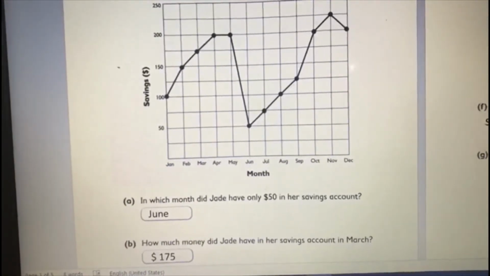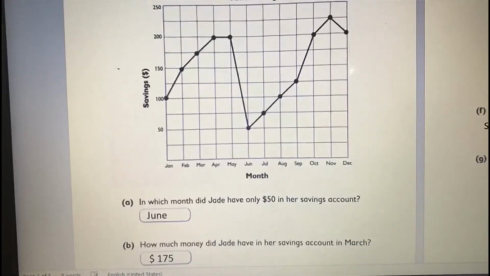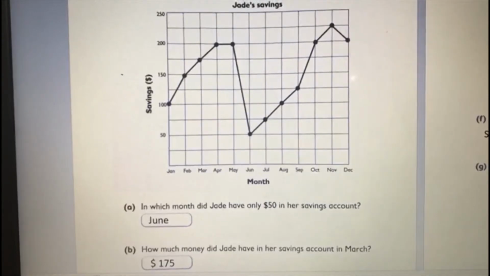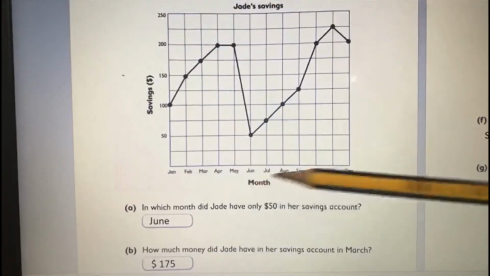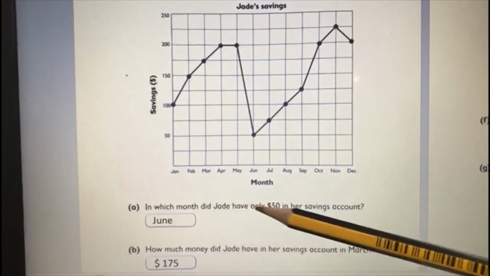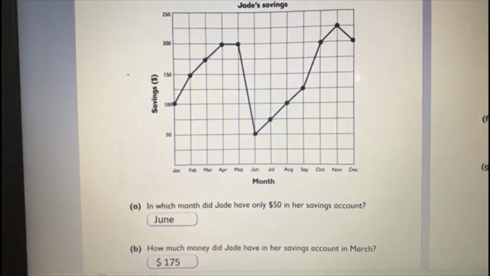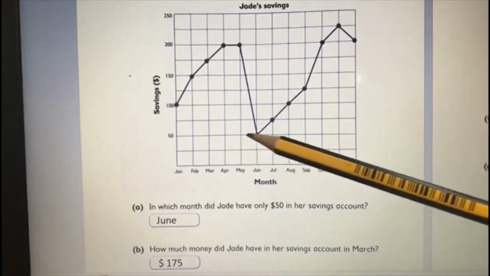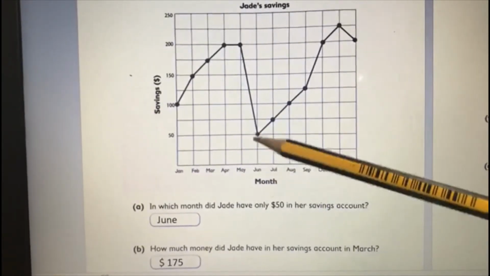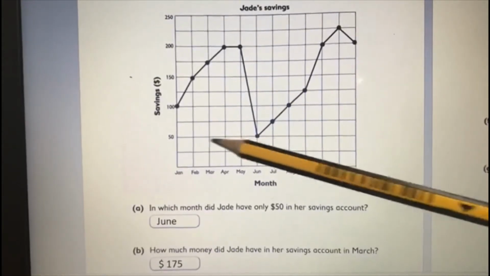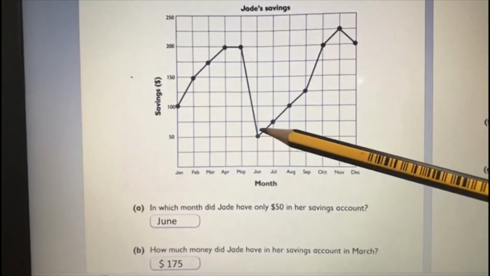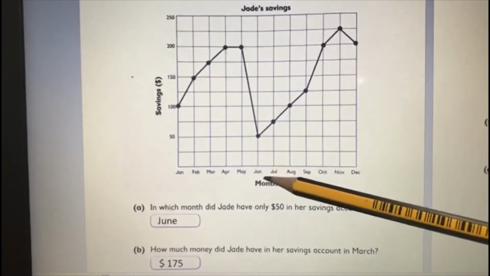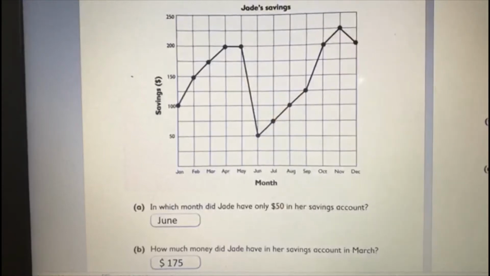See question A. In which month did Jade have only $50 in her savings account? So you have to see 50. This was the savings and this was the month. They have been asking for the month. In which month was she having $50 with her? See the point here. Straightaway you have to check. See 50, move here, the point is here, so the same line you have to go down. Which month is it coming? It's coming on June, so the answer is June.